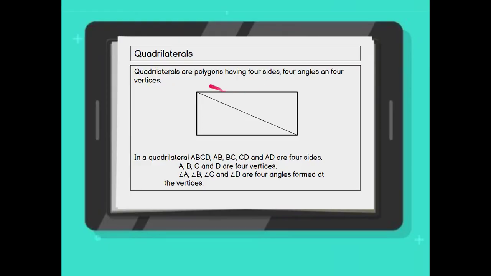So in a quadrilateral ABCD, AB, BC, CD and AD are 4 sides. A, B, C and D are 4 vertices. Angle A, angle B, angle C and angle D are 4 angles formed at the vertices.